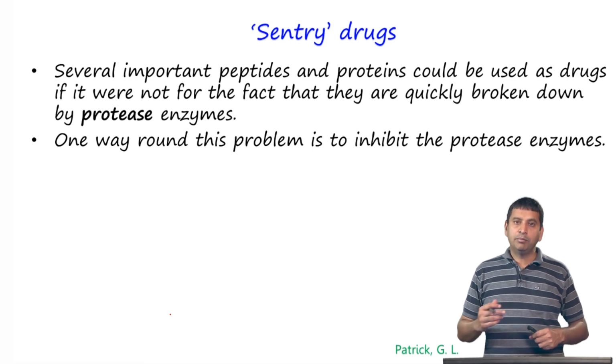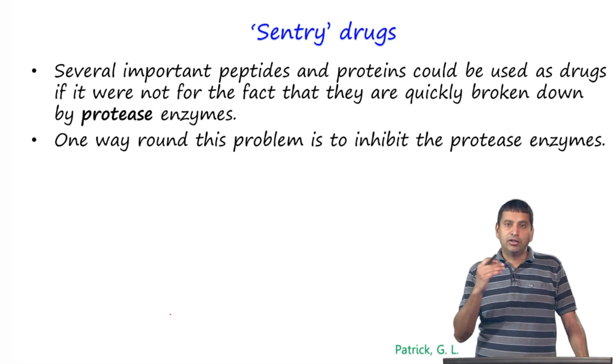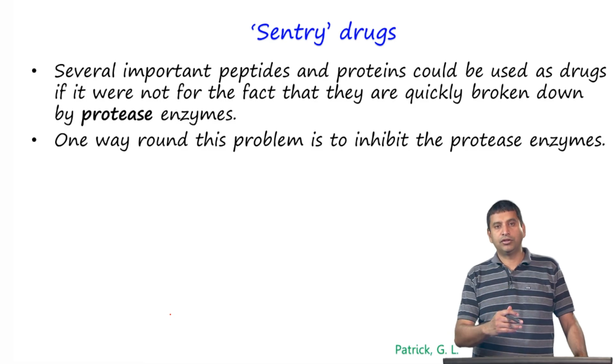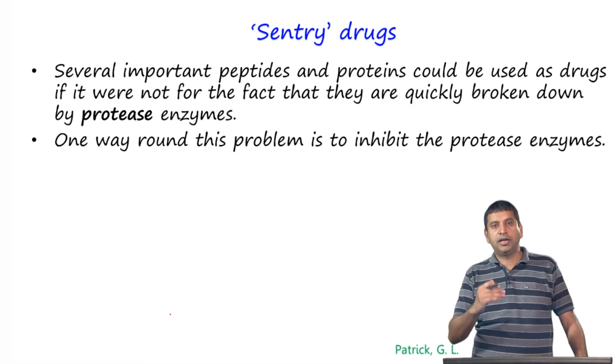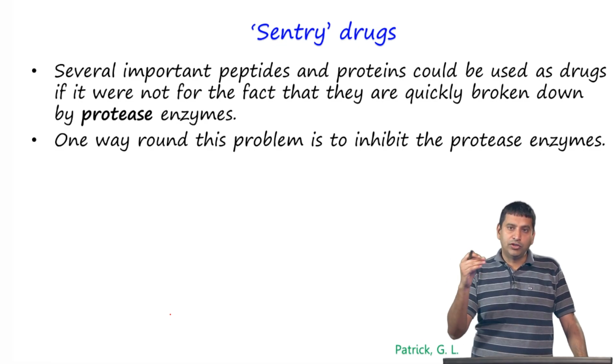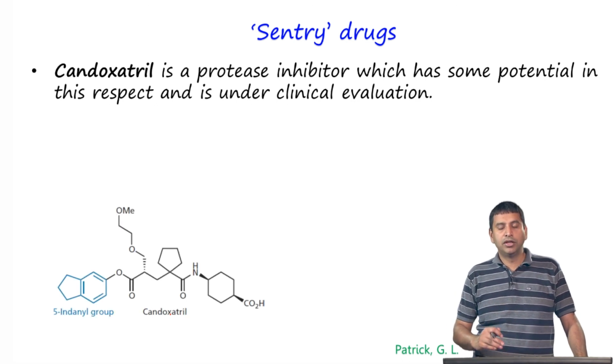There are several important peptides and proteins which can be used as drugs, okay? And one way to do this is to actually prevent the activity of proteases. Because all these peptides and proteins are going to be cleaved by proteases. So, what we could do is to administer these drugs along with protease inhibitors. So, the example here is to use this molecule called candoxatril, which is actually a protease inhibitor, and it is presently under clinical evaluation.